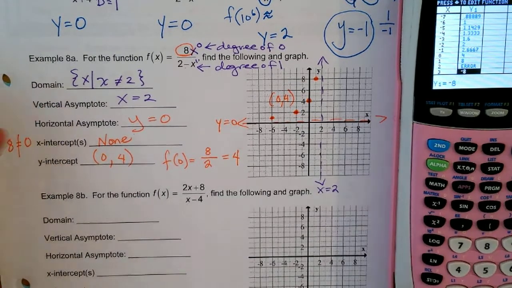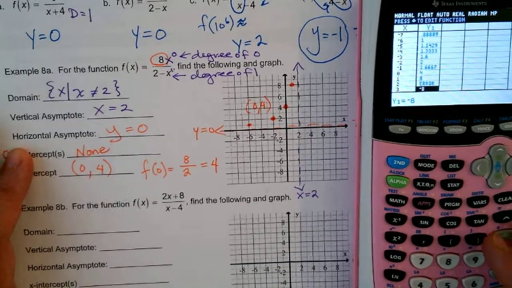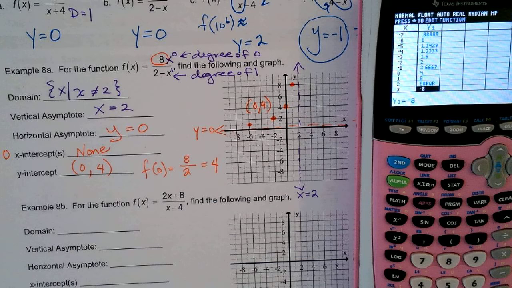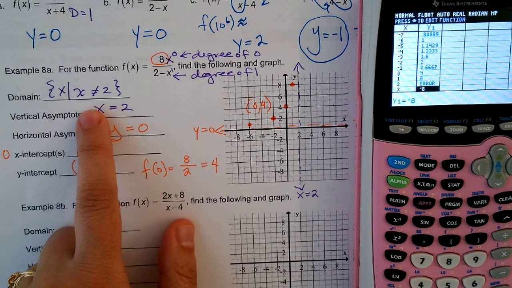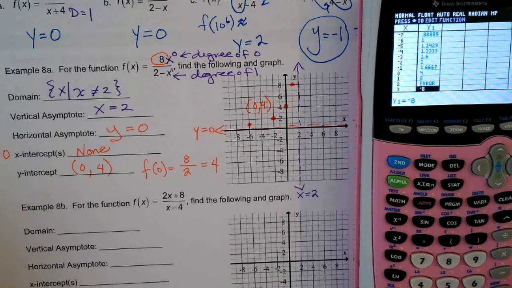Why is it that at x equals 2, on my table, I have an error? Why do you think that is? That's where our vertical asymptote is, right? That was our restriction on our domain. That's different than a hole. We'll get to holes later, okay?